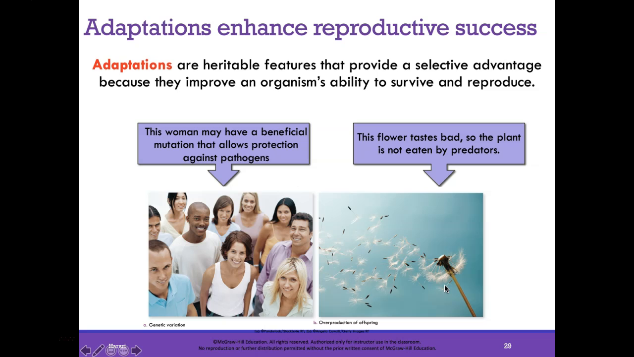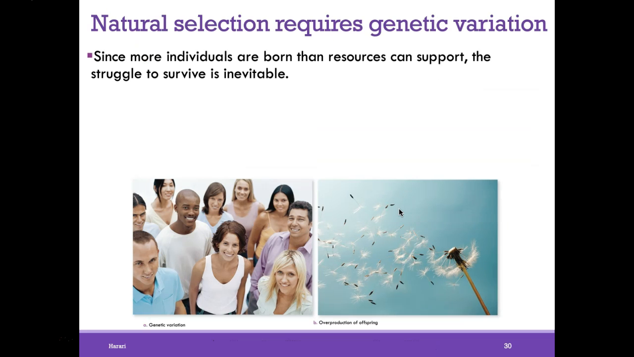This flower happens to be very bitter tasting. So it's not eaten by predators, and it can actually be fertilized and grown into a new plant. So different organisms have different adaptations that allow them to survive and reproduce in different environments. And again, natural selection requires genetic variation. There must exist a lot of variants to choose from. So nature has a say, so to speak, in what's most desirable.